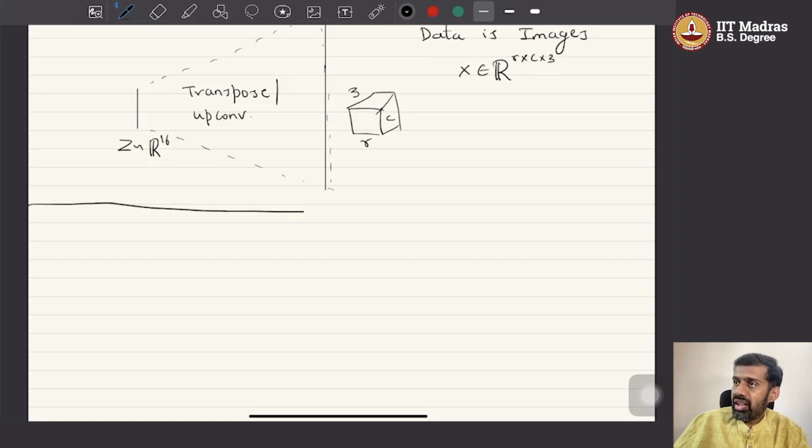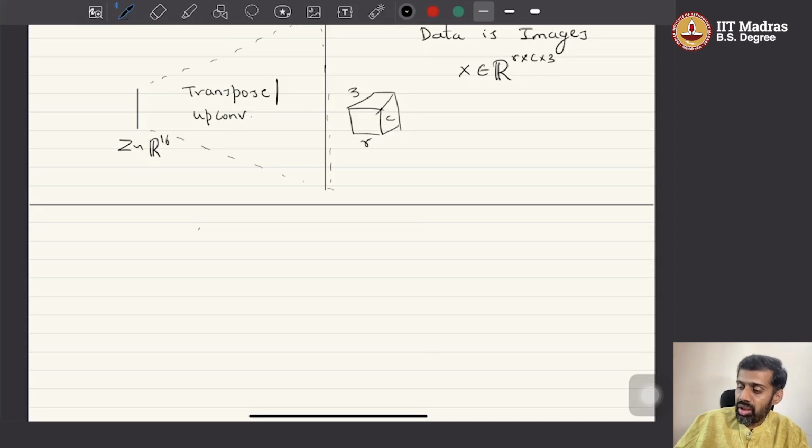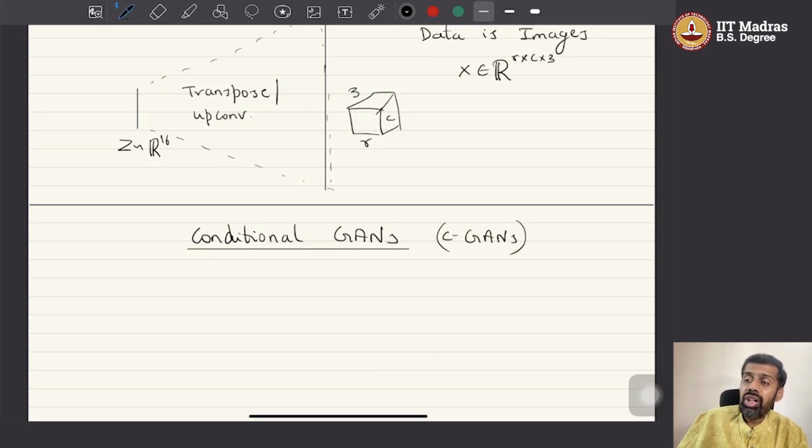Okay. The next architecture, or the next improvisation that I want to talk about, is what is called conditional GANs, also referred to as C-GANs. So far, the sampling that we saw was unconditional sampling, in the sense that once the generators are trained, there is no way that you can control what sort of images are generated.